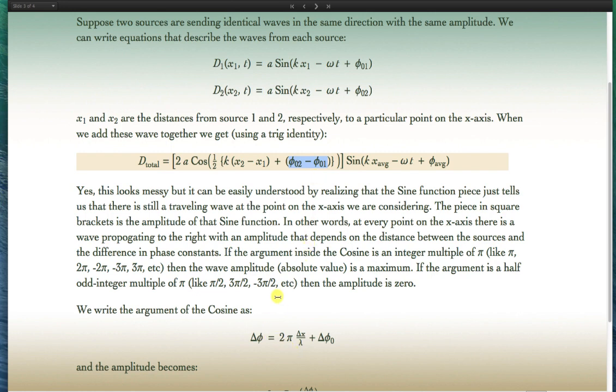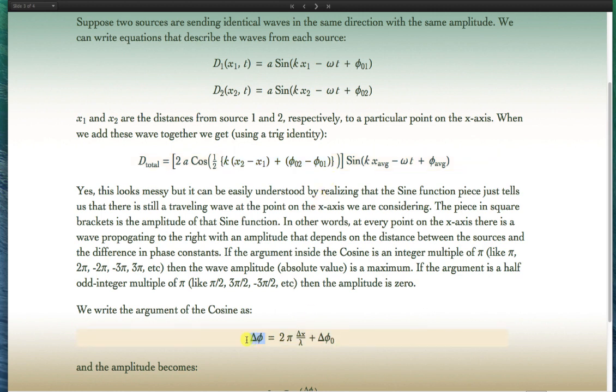So let's write that down here. Let's take this stuff, leave the 1/2 for a second, take k times delta x, plus phi 02 minus phi 01. We'll call that difference in phase constants delta phi 0. So that's this guy here. k is 2 pi over lambda. So that's this right here, 2 pi, and the lambda is down here. And then x2 minus x1 is delta x, right there. So all this stuff in the curly brackets here, we refer to as delta phi.